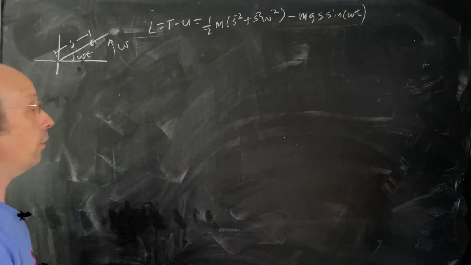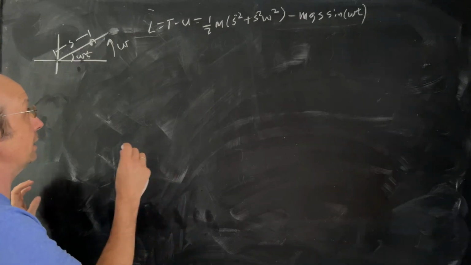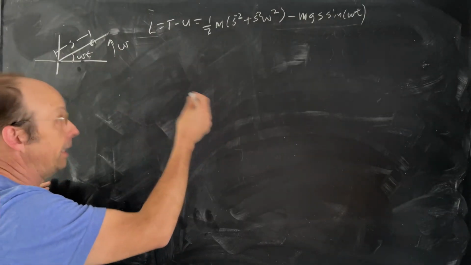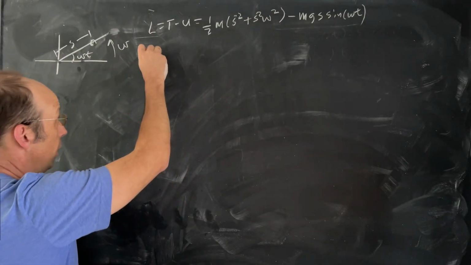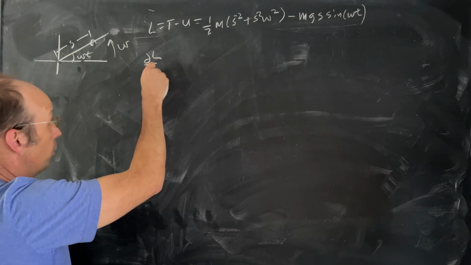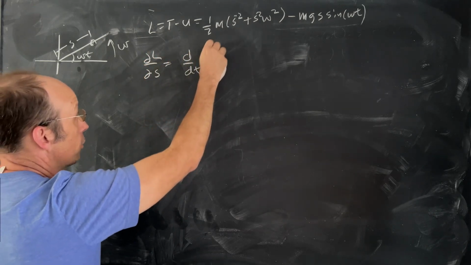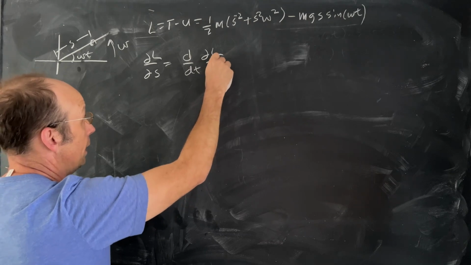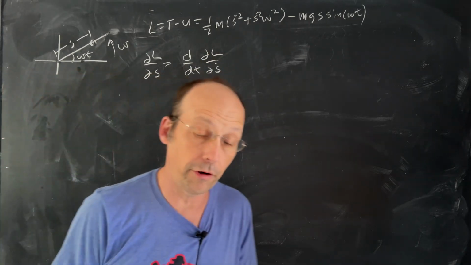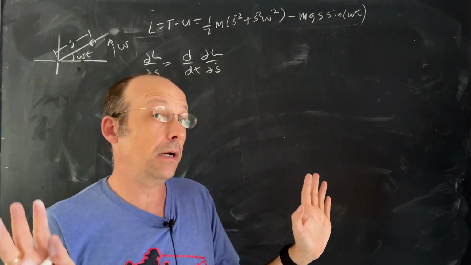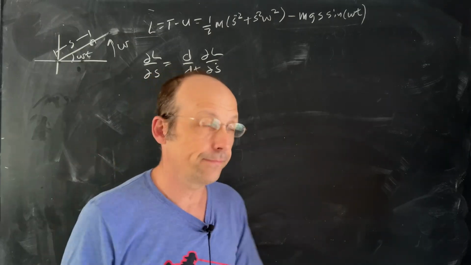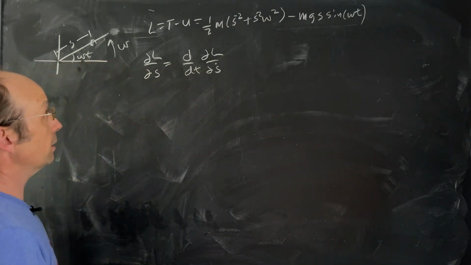Okay. Now, the Euler-Lagrange equation says that s has to agree with the following. The partial of L with respect to s is the time derivative of the partial of L with respect to s dot. That's the Euler-Lagrange equation. That's the key. L equals T minus U, and that equation are the key. Well, let's just do it.